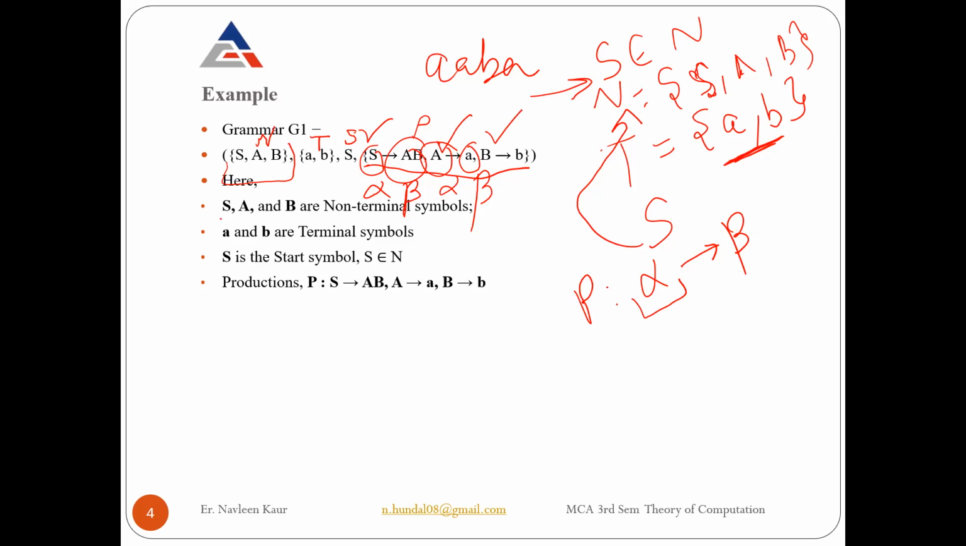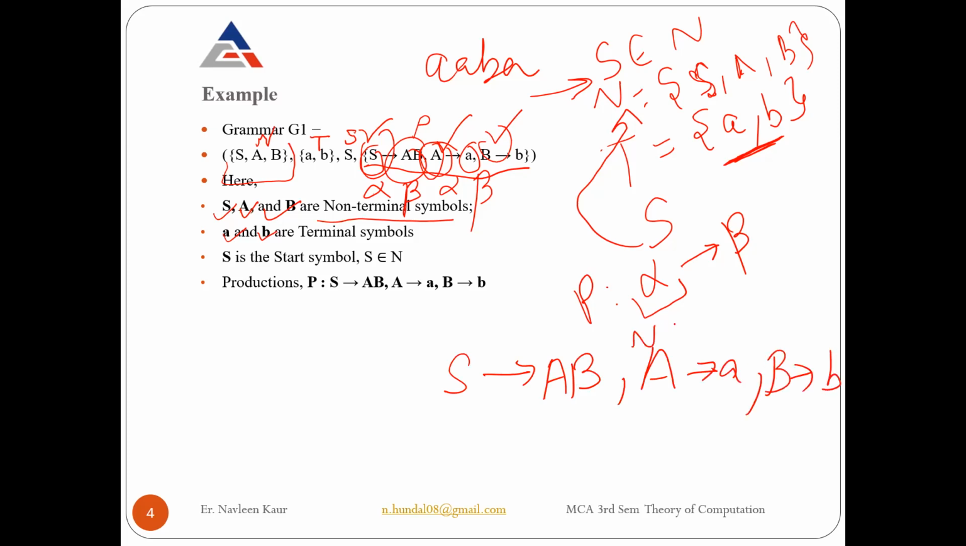Here it is written again: S, A, and B are the non-terminal symbols. a and b are the terminal symbols. So non-terminal symbols and terminal symbols, what is the difference? Non-terminal means that they are not ending. Actually, they are starting something. If I write this grammar for you: S to AB, then A to a, B to b. So out of these, this is non-terminal, this is non-terminal, this is non-terminal.